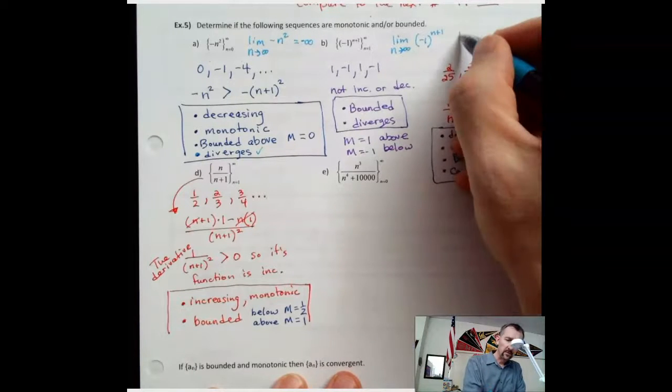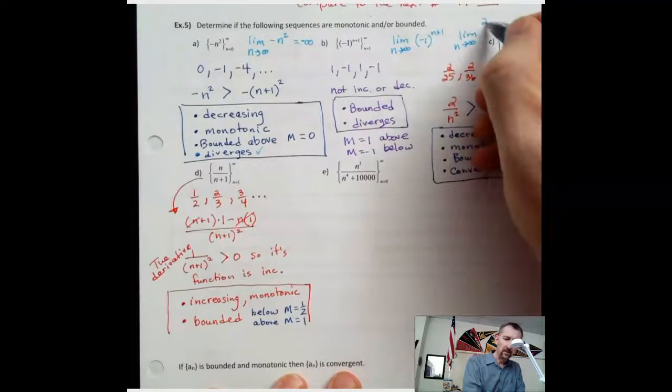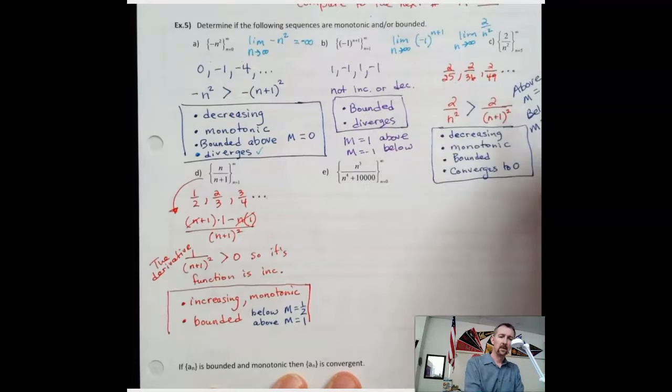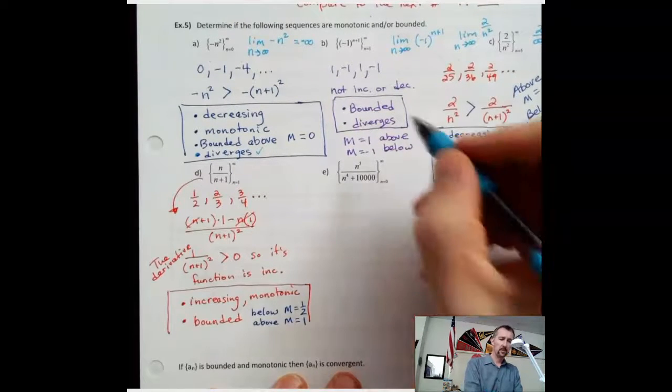Here, we take the limit as n approaches infinity of 2 over n squared. We're going to get 2 over infinity, which is 0.